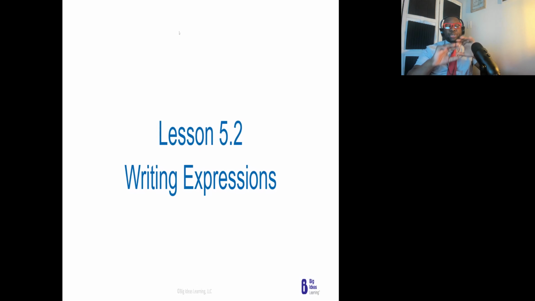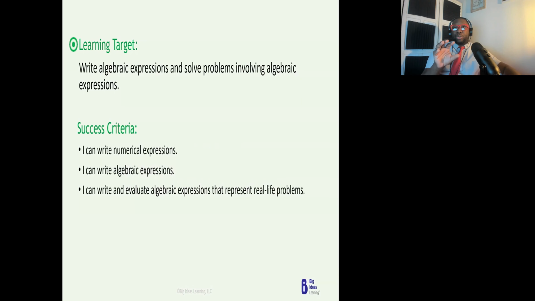5.2 being able to write expressions. And when it comes to writing expressions, we want to be able to write the algebraic expression and then solve the problem involving the algebraic expression. We're going to see how to be able to write it numerically, algebraically, and then evaluate, as we've seen with the other lesson in lesson 5.1.